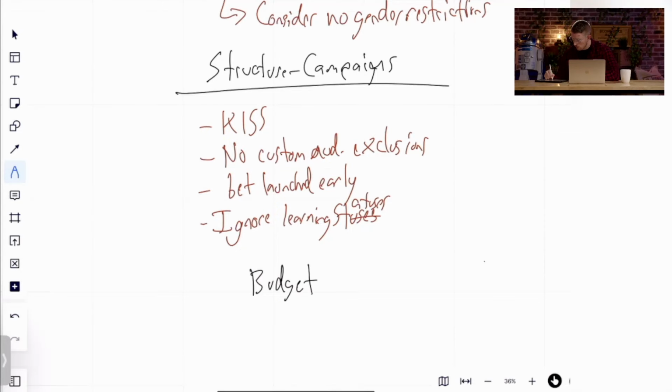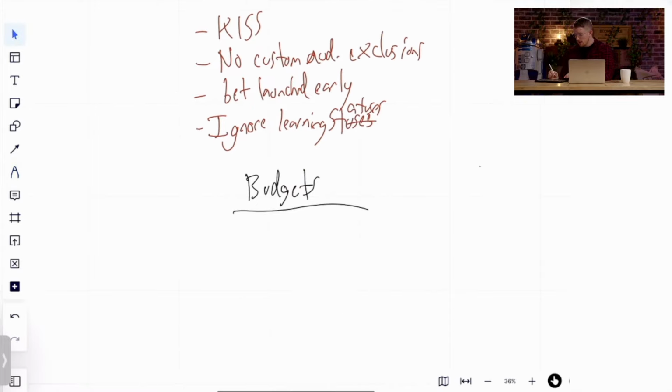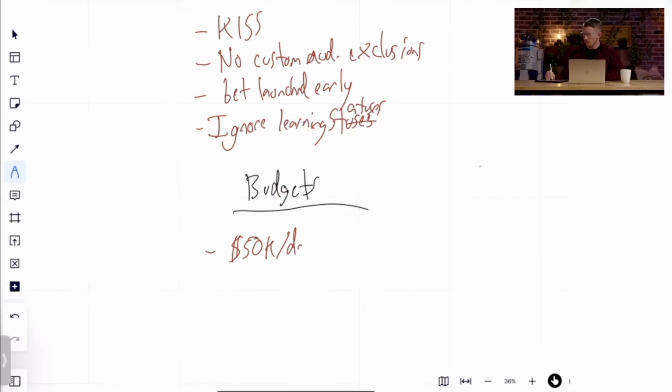Now let's talk about budgets. Big thing right away, and this is more for if you're spending a lot. We have clients that spend a lot of money on Facebook ads. And when you spend a lot of money on Facebook ads, eventually you will have a daily limit that will cap you. That limit, that I've seen for heavier spend accounts, is typically $50,000 a day.